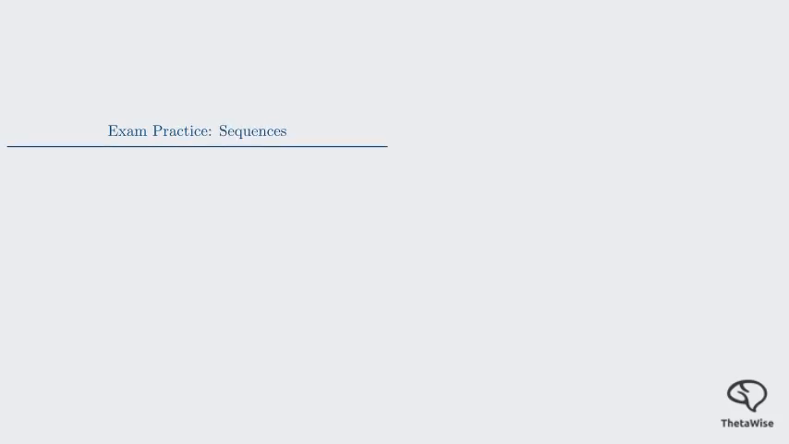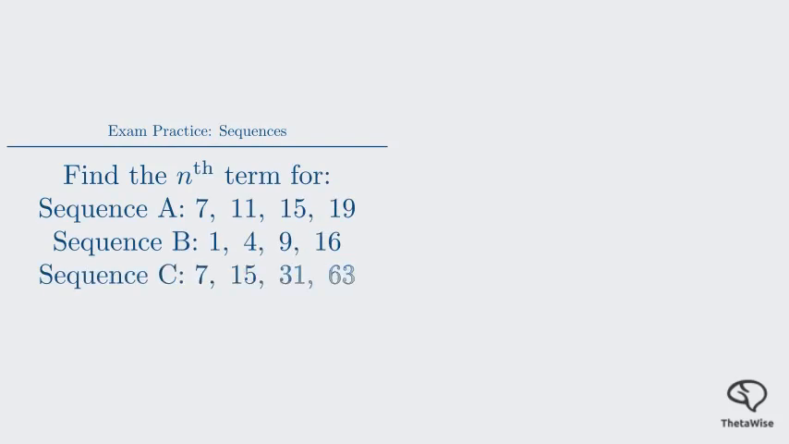Let's put everything we've learned into practice with an IGCSE exam-style question. These often combine different types of sequences in a table to test your ability to switch between methods. Here is a table showing the first 4 terms of 3 different sequences. We need to find the nth term for each.